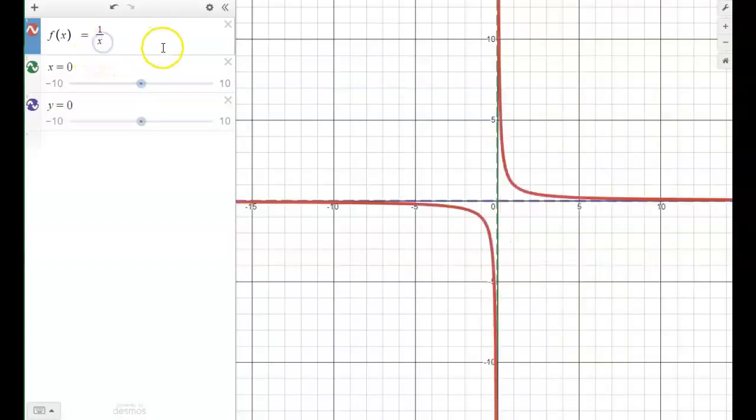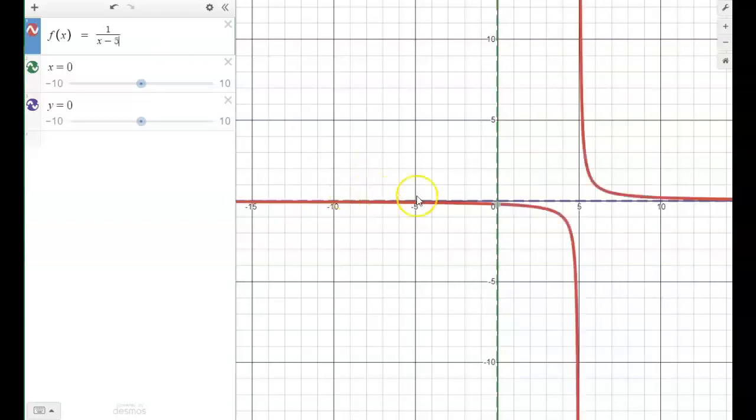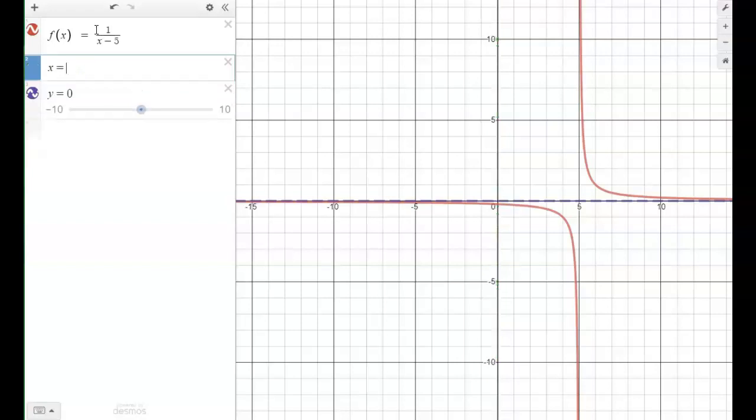Now, what if instead of adding or subtracting a number to the function, you just add or subtract a number to the x? Let's say I subtract a number from x, like -5. Well, now my graph has been shifted over, and my green vertical asymptote, which was originally here at 0, is now going to be shifted over to 5.